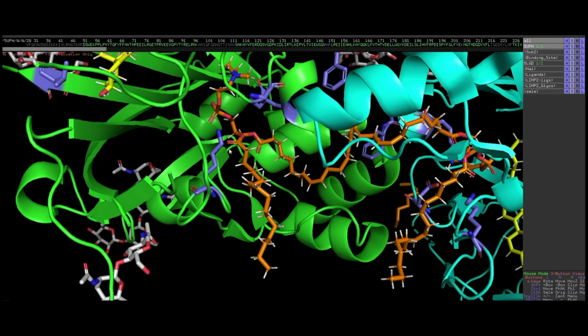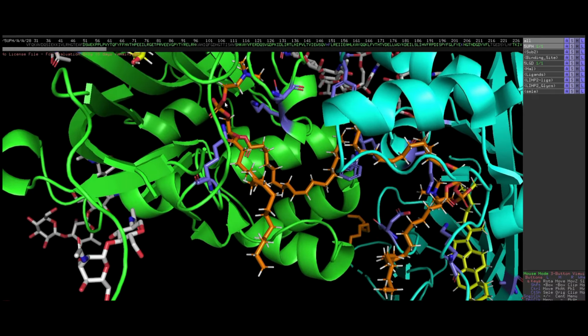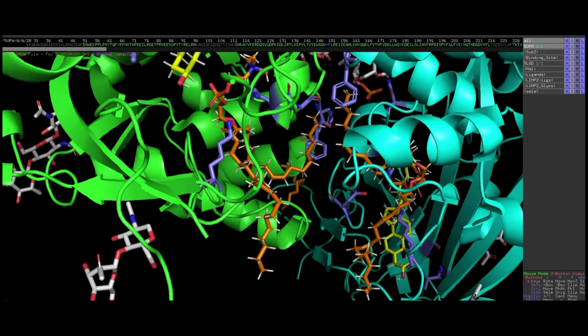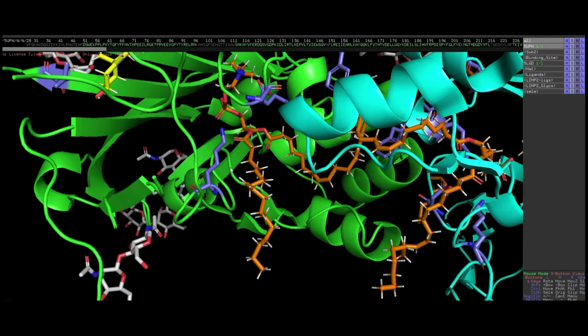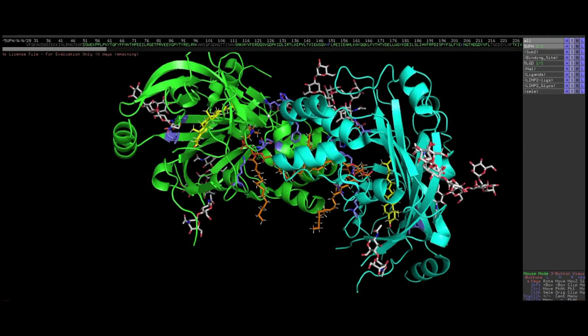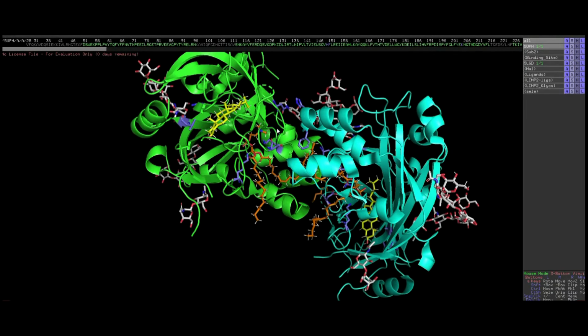And so we see like this lysine here is binding to this sort of hydrophilic functional group. It looks like an ester group there on the phospholipid. And so these are how those substrates bind into there.